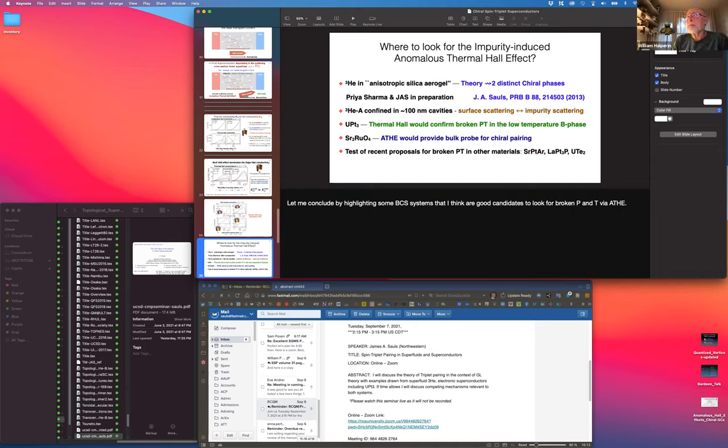So Jim, the calculation that you did in helium-3 had impurities which were isotropic. They were isotropic impurities, little round balls. In uranium platinum 3, as you mentioned, there are stacking faults, and they are prism plane stacking faults. And I'm wondering what you would imagine the modification to the anomalous thermal Hall effect would be if you had well-defined prism plane stacking faults in the thermal path.